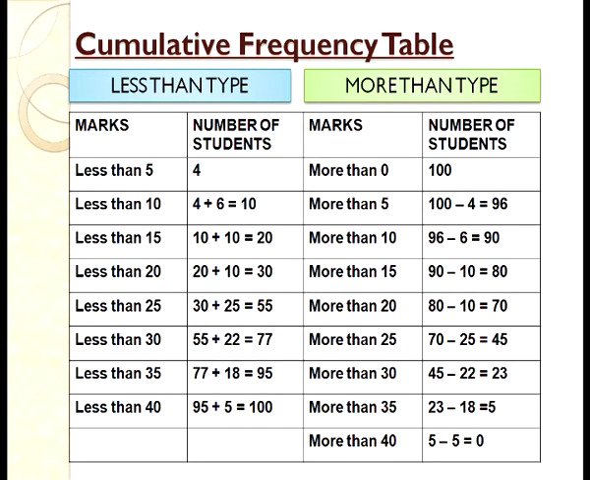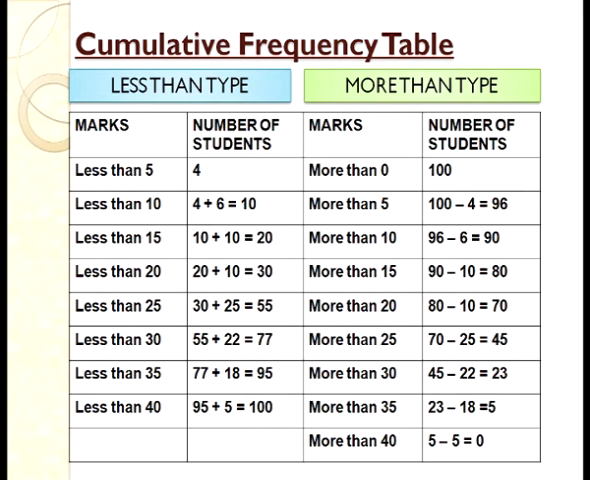Less than 5, less than 10, less than 15, less than 20, less than 25, less than 30, less than 35, less than 40. Now what we have done? We have added the frequencies: 4, 4 plus 6 is 10, 10 plus 10 is 20, 20 plus 10 is 30, 30 plus 25 is 55, 55 plus 22 is 77, 77 plus 18 is 95, 95 plus 5 is 100. In this way we have constructed the less than cumulative series. Then only can we draw the less than cumulative curve.